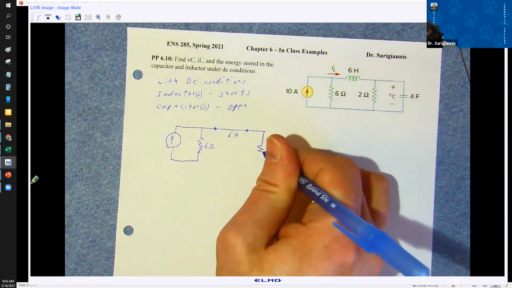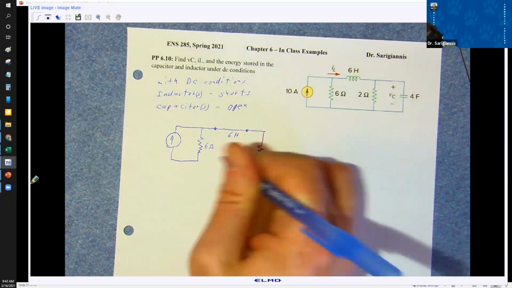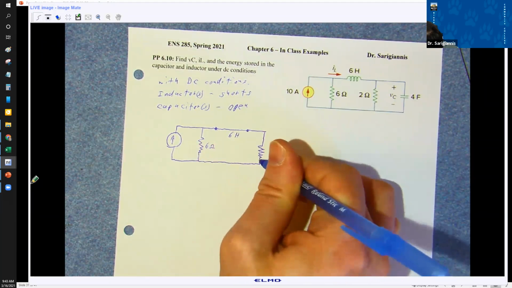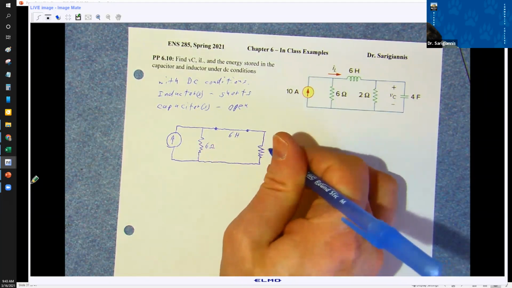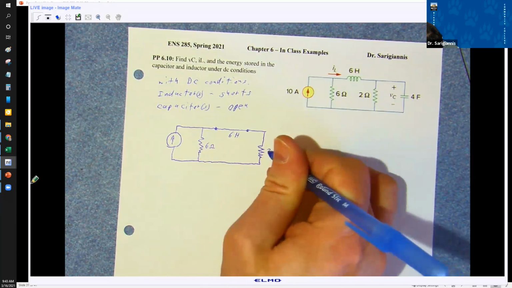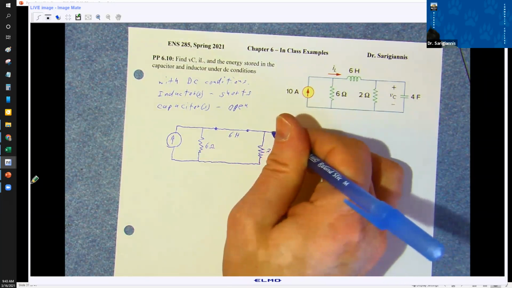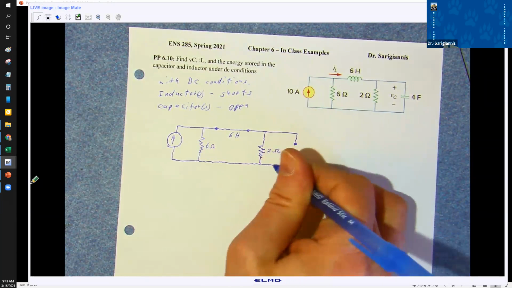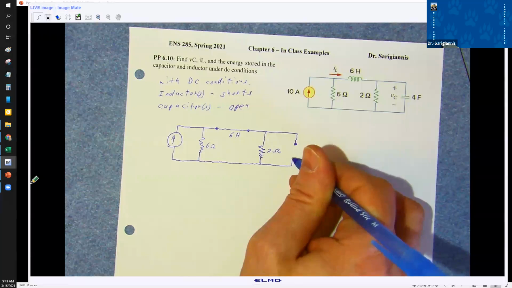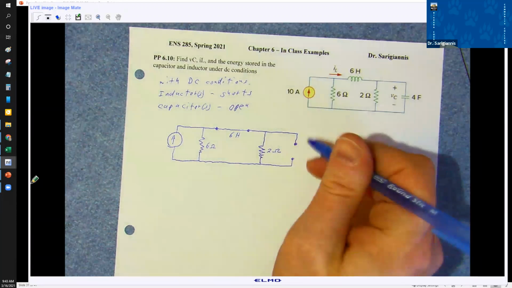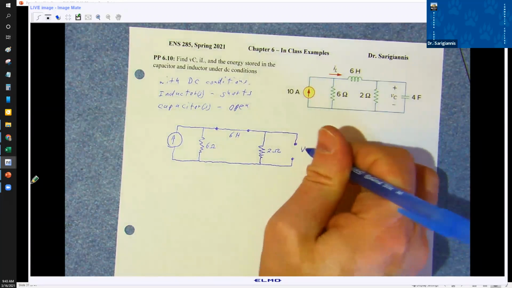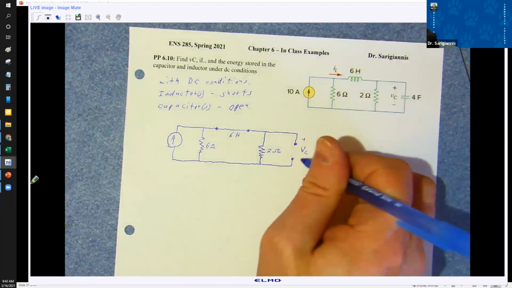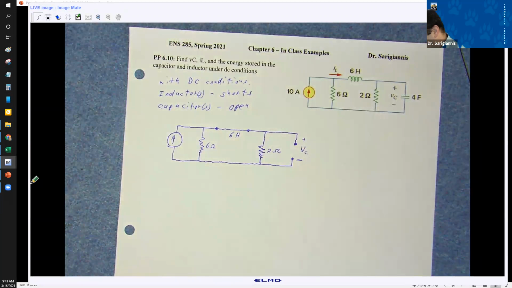Why do you call him short? My brother used to call me short. Well, he still does. He's 6'3". Let's see, V sub C. I just had a funny thought about him.